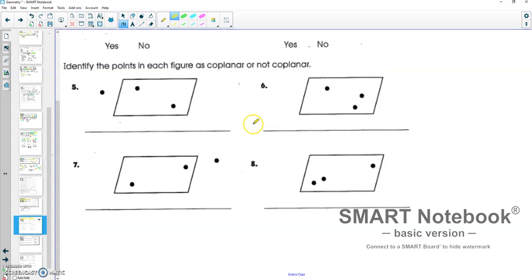If they're all inside, coplanar. If there's 1 or 2 outside, not coplanar. Okay.